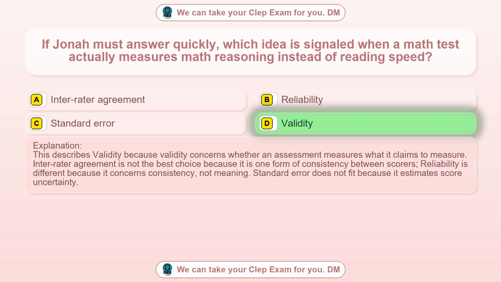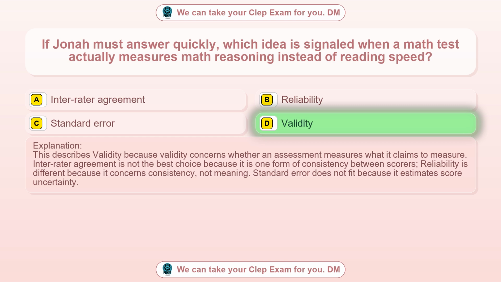This describes validity because validity concerns whether an assessment measures what it claims to measure. Inter-rater agreement is not the best choice because it is one form of consistency between scorers. Reliability is different because it concerns consistency, not meaning. Standard error does not fit because it estimates score uncertainty.